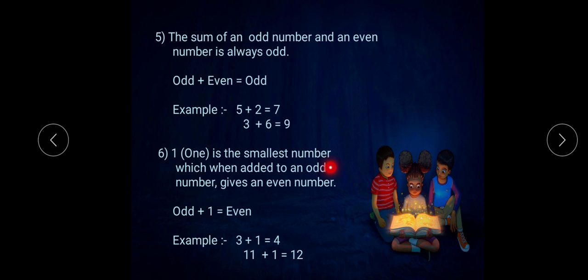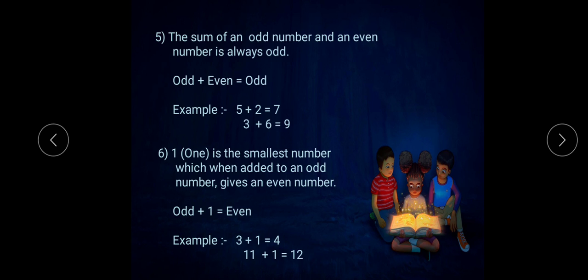1 is the smallest number which when added to an odd number gives an even number. So what is the meaning of this point, children? The meaning is that when you add 1 to an odd number, it will give you an even number. See, let us see the example.